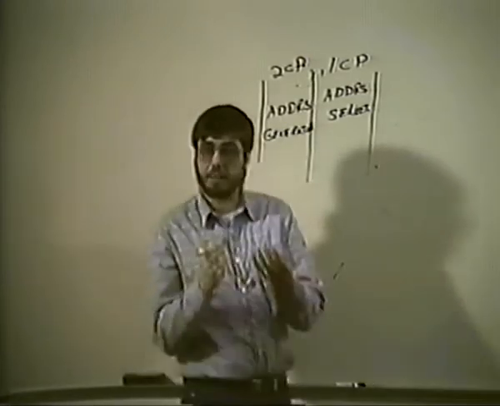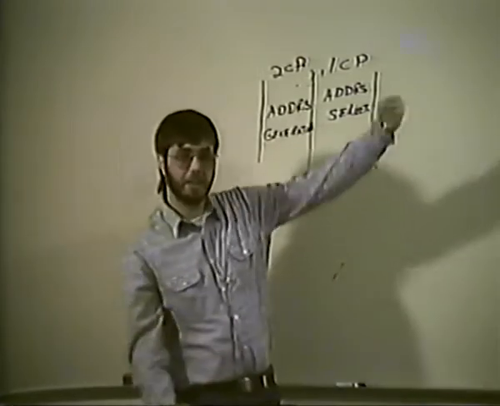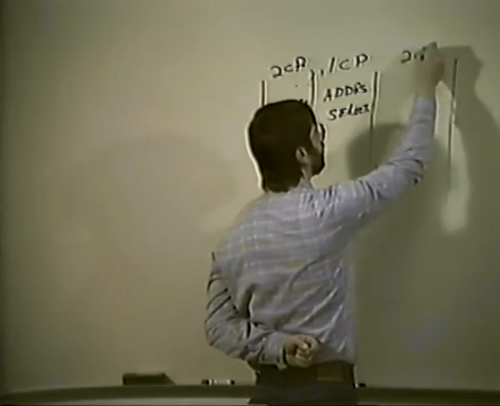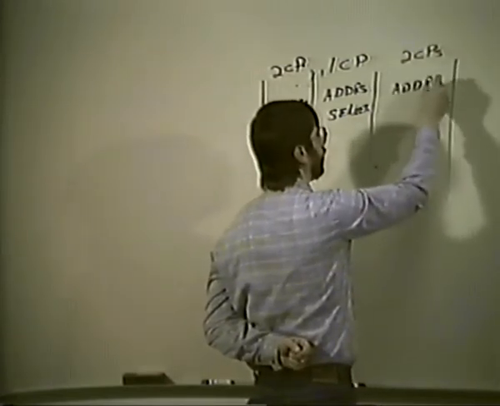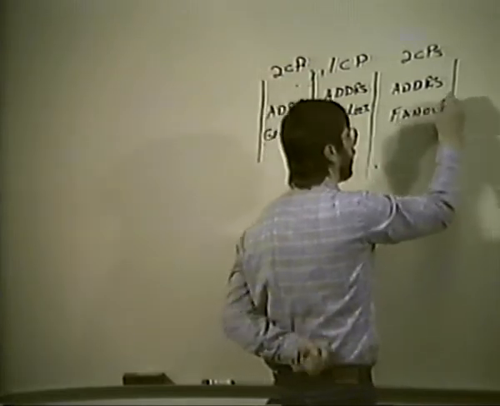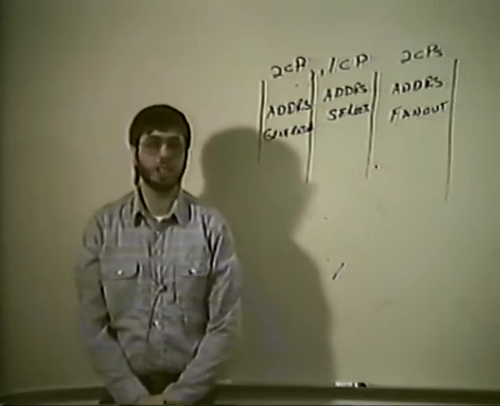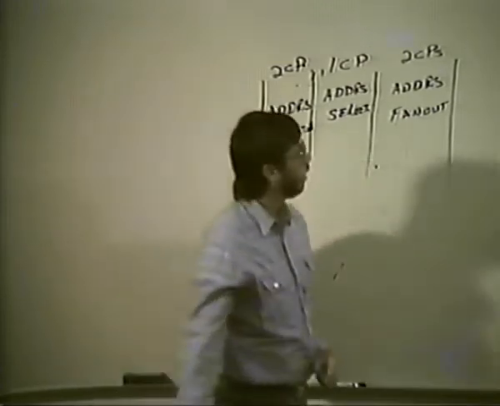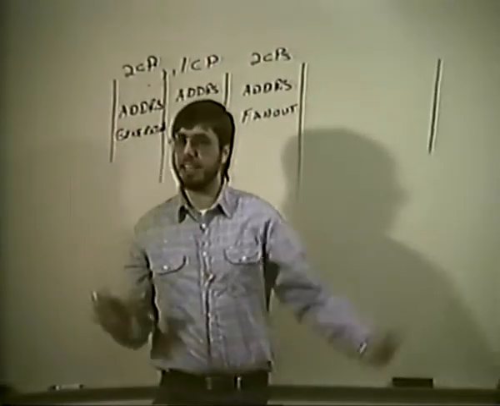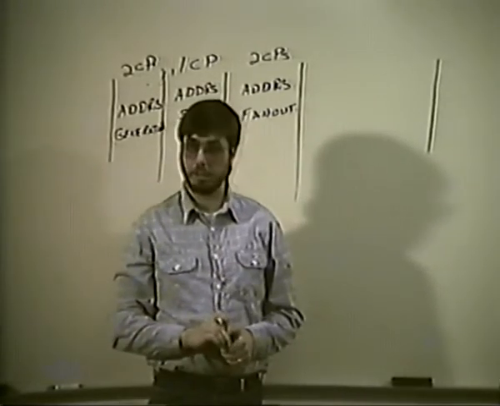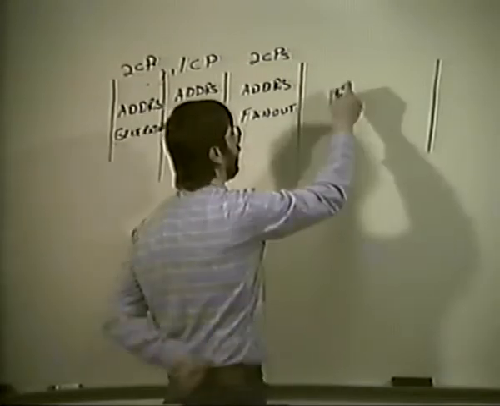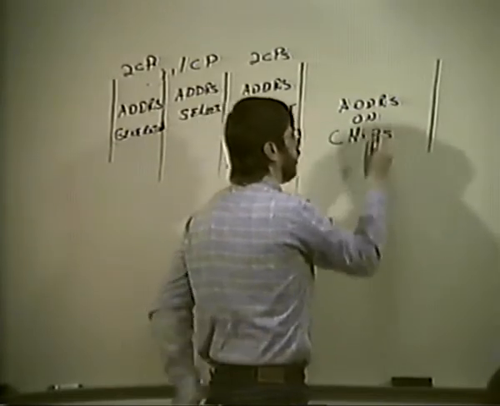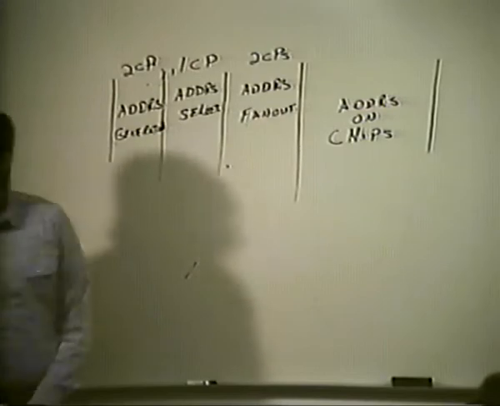And now that we've got this address selected somewhere in the CPU, now we have to take this address and send it out to memory. And that takes 2 clock periods to fan out the address. Now we finally got the address onto the chips. All right, we already know how long that takes, don't we? How long is that going to take? 4 clock periods.